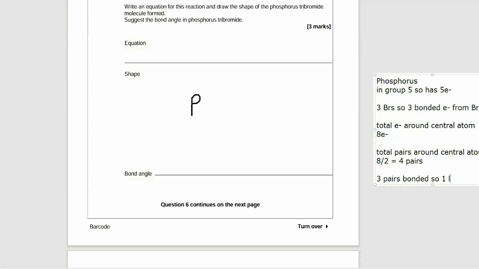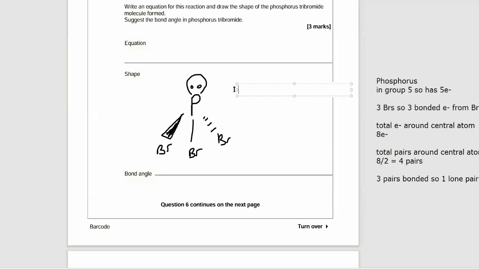Now we know there's 4 pairs, we need to know, are they all bonded? Well, we know from Br3 that 3 are bonded. That means we've got 3 bonded pairs and 1 lone pair. So it's going to form this structure here, which is like a tetrahedron, but where you've taken off the top one. So this is known as pyramidal or trigonal pyramidal.